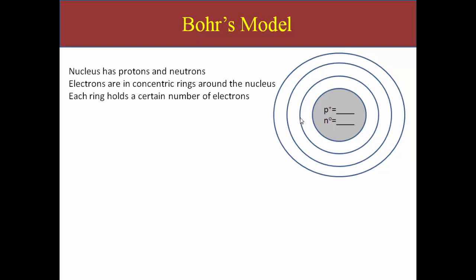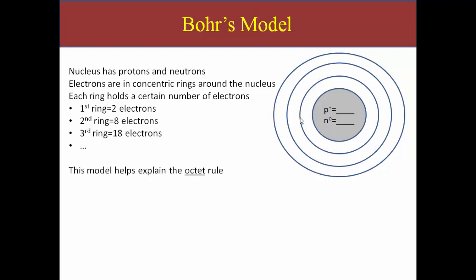But each ring holds a certain number of electrons, he figured out. That first level holds 2 electrons. It's small. It's very close to the nucleus. The second ring holds 8. Remember that 8. It's going to be important later. And the third holds 18. The fourth holds 32, so on and so forth. You really are only going to need to know first, second, third for most of what we're doing, at least right now.